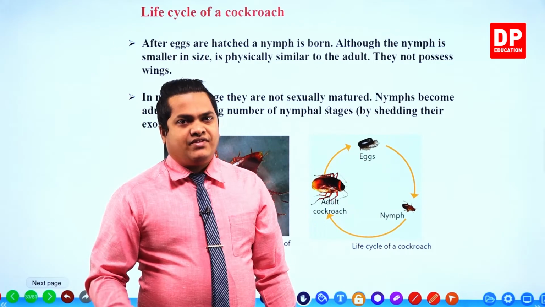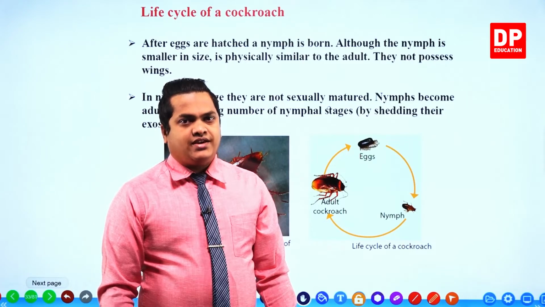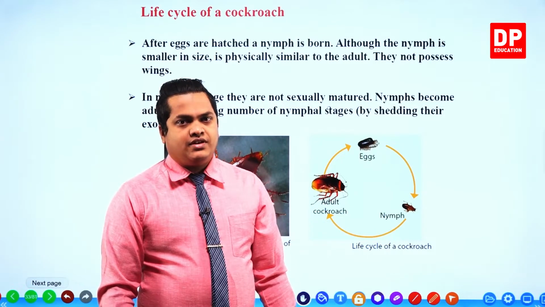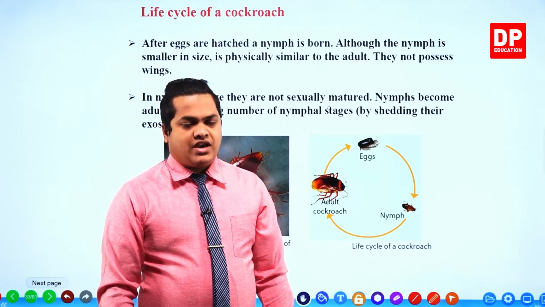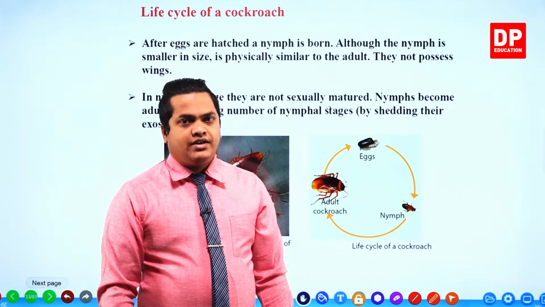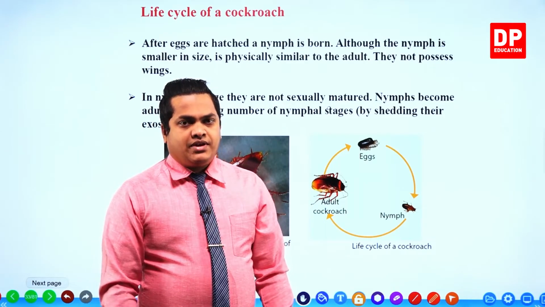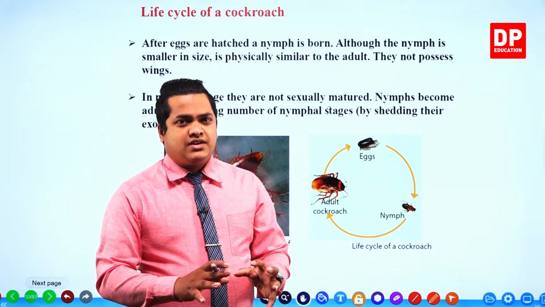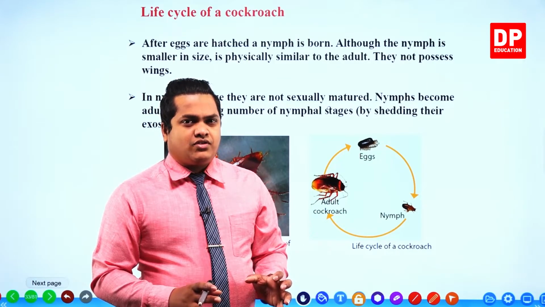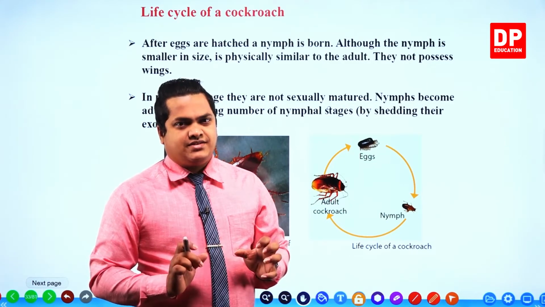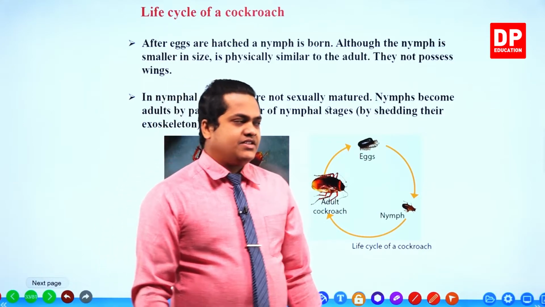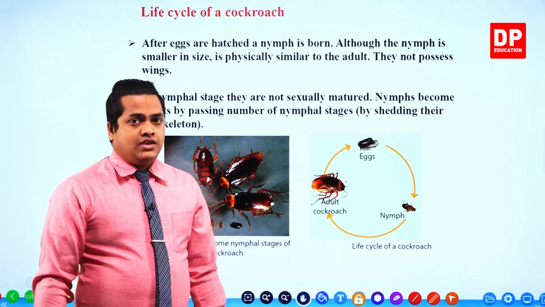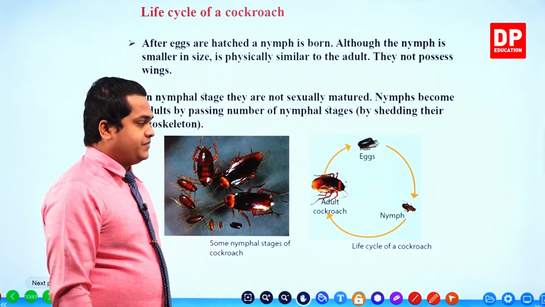Means that the nymph which is coming out after the hatching of the egg is similar in structure to an adult cockroach. So therefore, my dear children, it is showing incomplete metamorphosis. Unlike the earlier cases, studying the life cycle of a cockroach is somewhat easier than the other two cases. Okay, now let's see what special things we can observe within the life cycle of a cockroach.